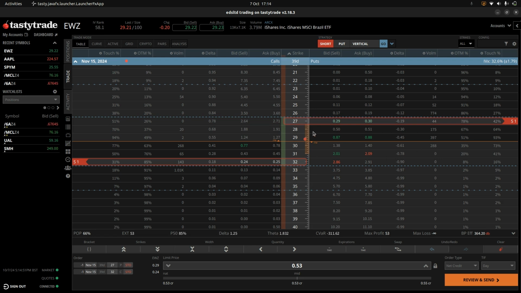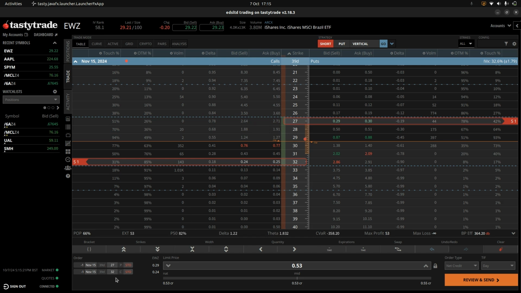So as you can see, our strikes, our contracts are outside of the expected move, and this is going to give us a very high probability of success. And if we look at the probability of profit here, we've got a 66% chance of making money on this position. And if we wanted to get out at 50% of max profit, we've got an 84% chance of hitting that target. So a very, very high probability trade here.